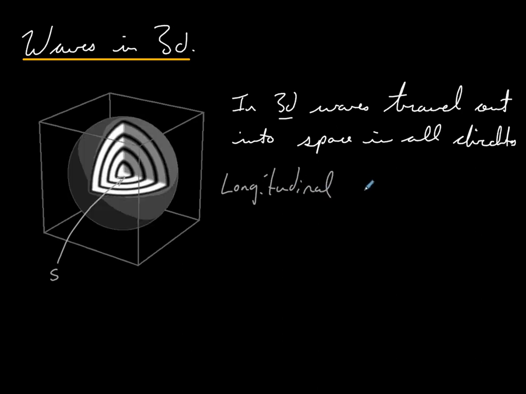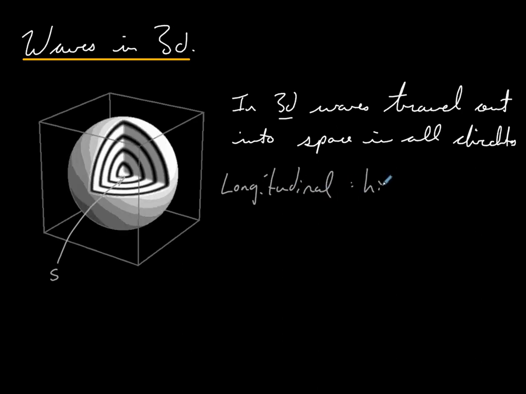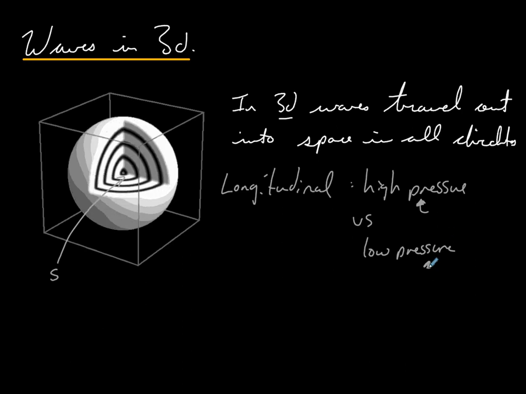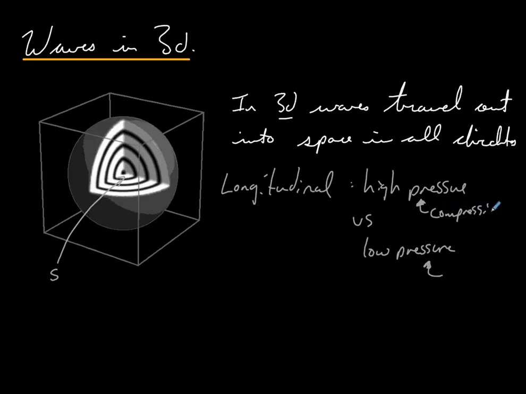It's going to be a longitudinal wave, and it's going to have areas of high pressure and areas of low pressure. You might consider these to be, what's the word? Compressions. Sorry, couldn't think of the word. Compressions. And these to be rarefactions.